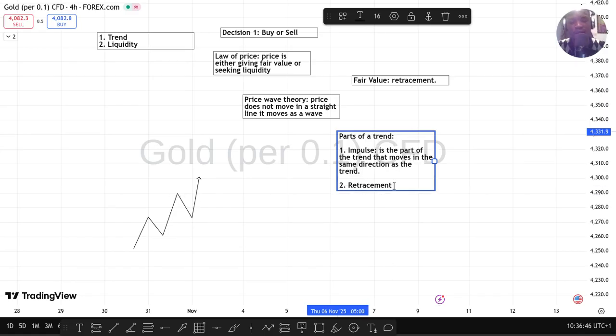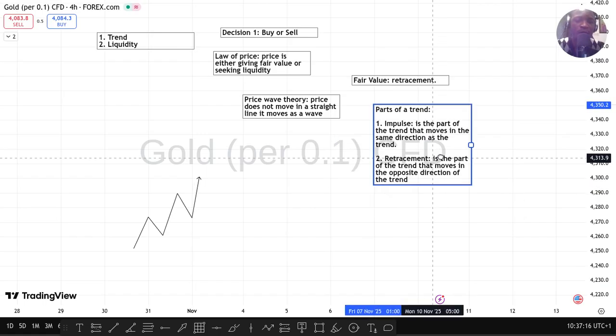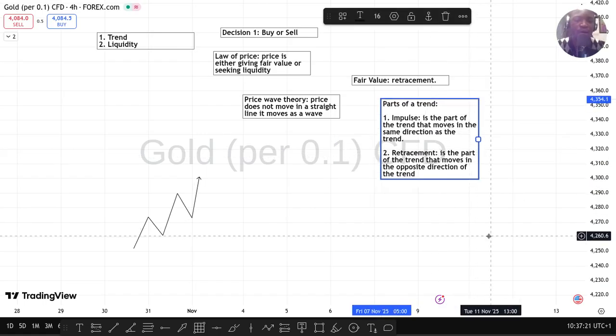That is what the impulse move is. The impulse is the part of any trend that moves in the same direction as the trend, right? And then we have the retracement. The retracement is the opposite of the impulse. The retracement is the part of the trend that moves in the opposite direction of the trend. So impulse is the part of the trend that moves in the same direction as the trend, and then the retracement is the part of the trend that moves in the opposite direction of the trend, right?